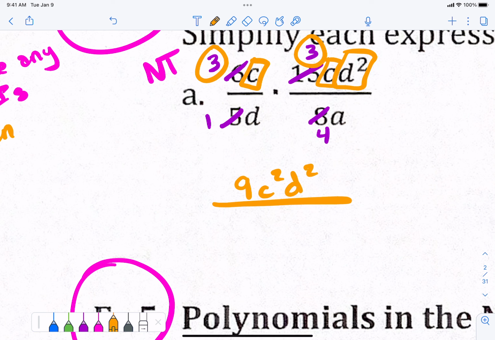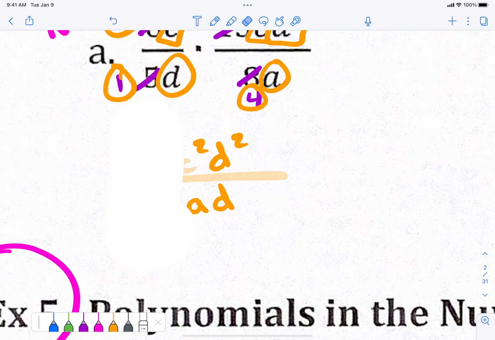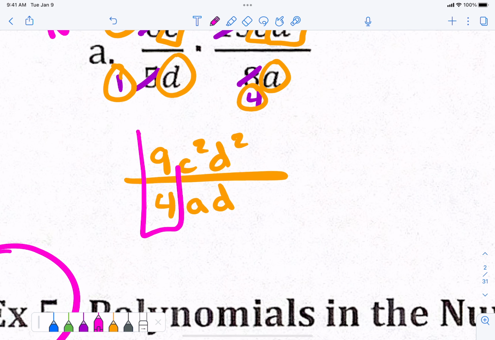Got it? On the bottom, I have 1 times 4, which is 4. And then I have D and A. So if you want to put them in order, A, D, that's fine. It's not wrong if you put it D, A. But I always put them in order, because that also allows the D's to be on top of each other, right? Like 2 D's on top, 1 D on bottom. Got it? Okay. 9 and 4 should be reduced at this point, right?